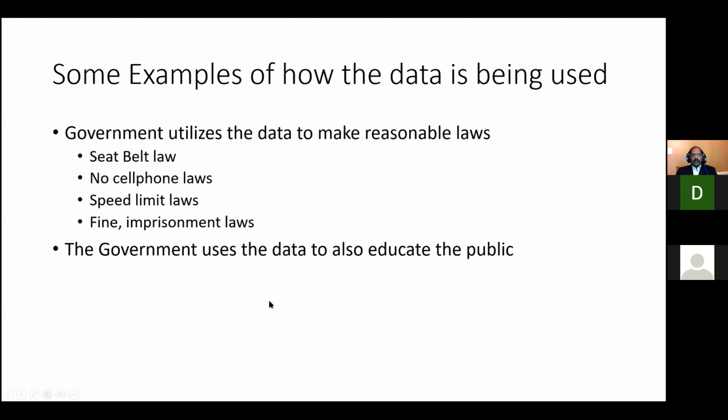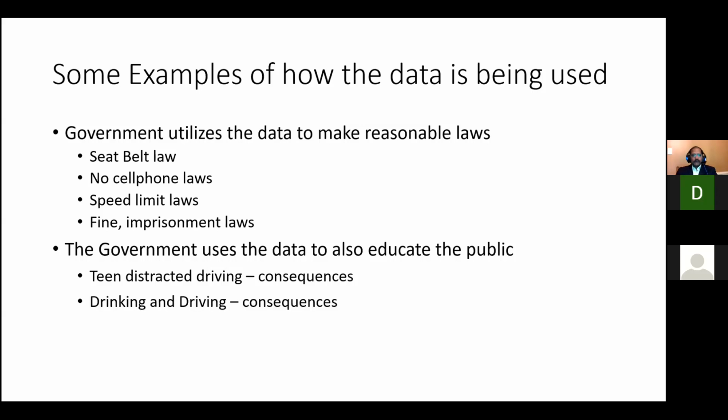The government also uses the data to educate the public. They run advertisements, like for teenagers. They put a nice advertisement to educate them. They put advertisements on TV or in newspapers about the consequences of drinking and driving.